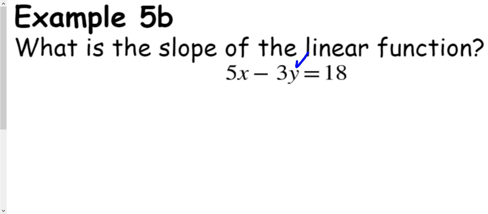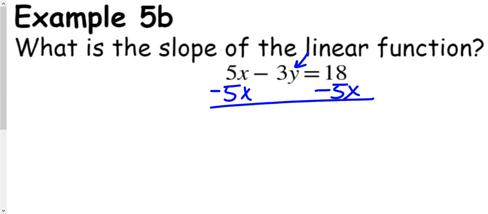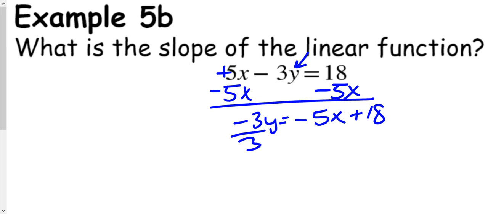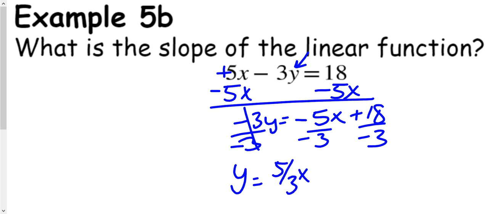So we've got to solve for y, which means I'm going to inverse the x term over here by subtracting. And I'm subtracting because this is a positive. That leaves me with a -3y equals, we're trying to put this in slope-intercept form. So we're putting the x first. Divide by -3, divide by -3, divide by -3. So I get y equals a positive 5/3x minus 6. This is slope-intercept form.